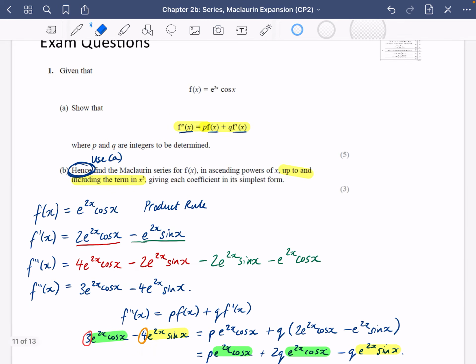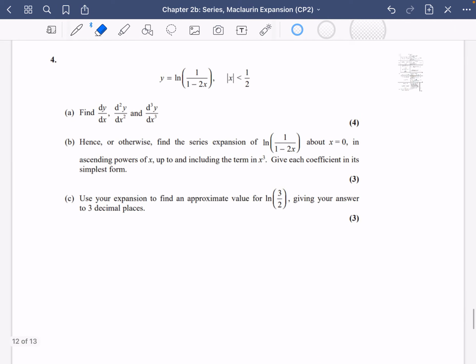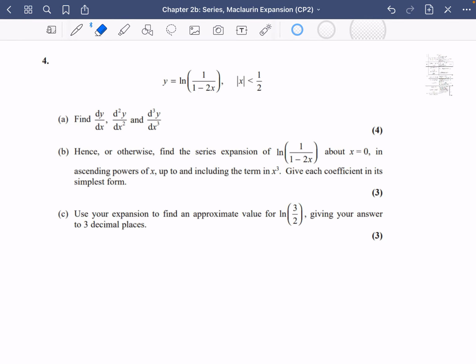Okay, we're going to try one more exam question, and this one is written like this. So you might like to have a go, see how you do. Okay, so we have a function, and it's ln of 1 over 1 minus 2x, and it wants us to find the first, second, and third derivatives. Then it wants us to find the series expansion about 0 in ascending powers of x up to and including the term x cubed, which is good because we've got 1, 2, 3 derivatives. And then it wants us to do an approximate value for ln of 3 over 2.